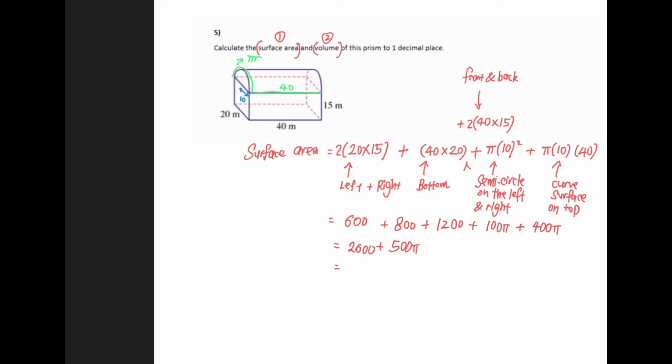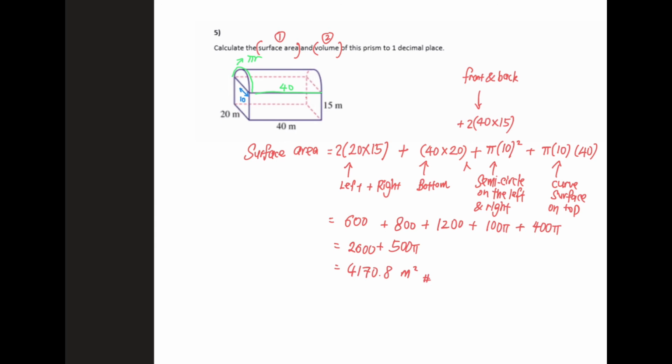We have to put it in 1 decimal, so we use the calculator to help us. We just press everything. 4170.8 meters square. This is the surface area.